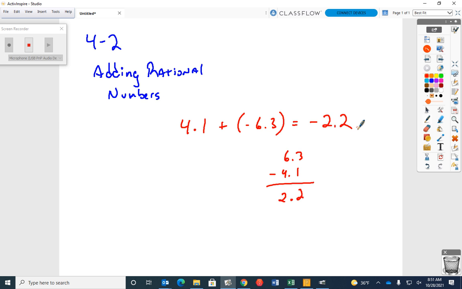Now, that's one that has two different signs. It's not the same rule as multiplication and division. Just because they're different signs, this could just as easily be positive if 4.1 was bigger, couldn't it? So you have to be careful what the numbers are. Make sense so far?